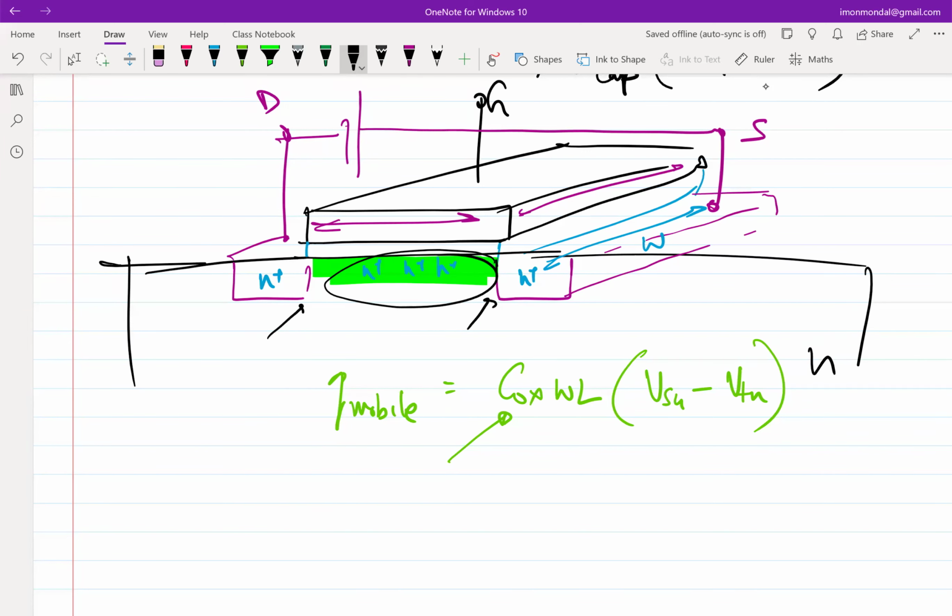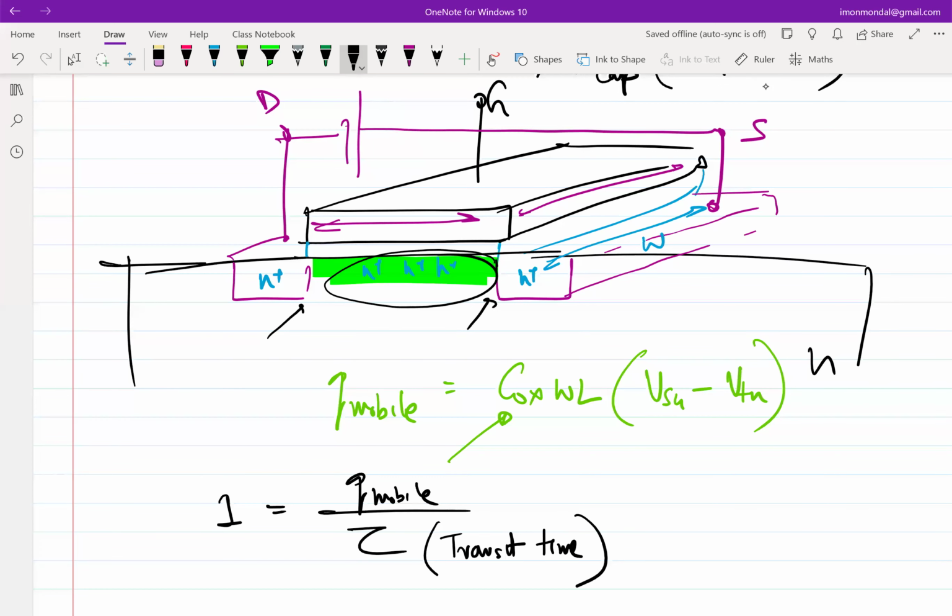Right? I know the amount of charge there is in the channel. If I know the time it takes to move out of the channel, then I divide these two, and I should be getting current. So if we do that, your current should be Q mobile divided by tau, where tau is essentially the transit time.